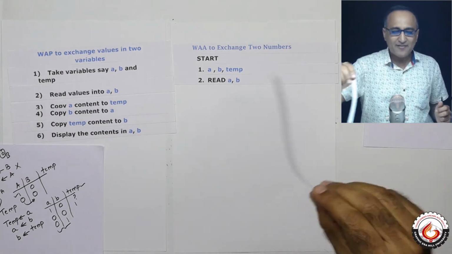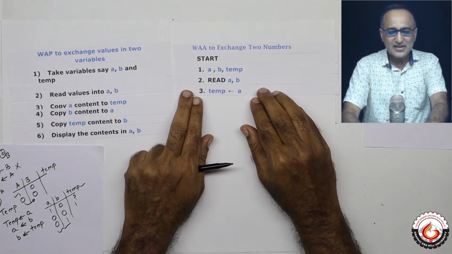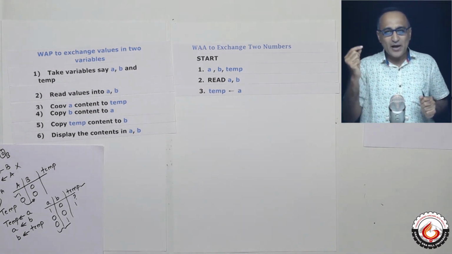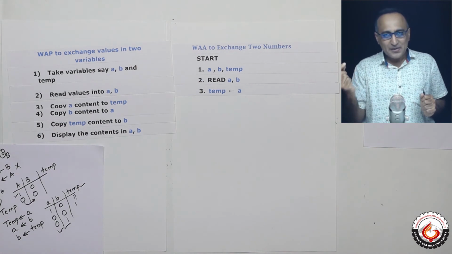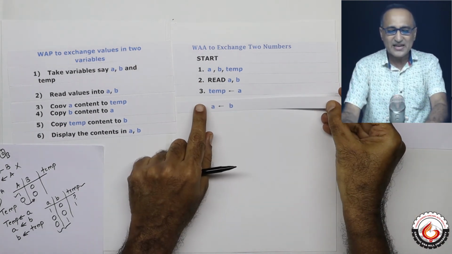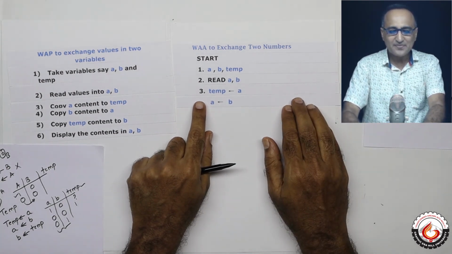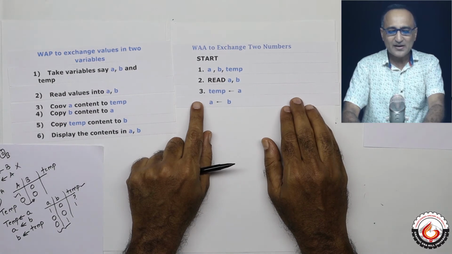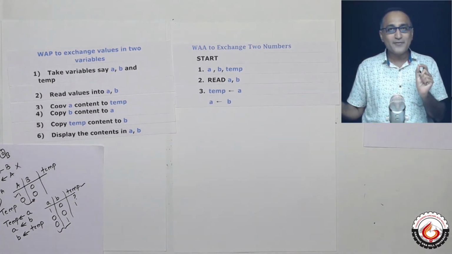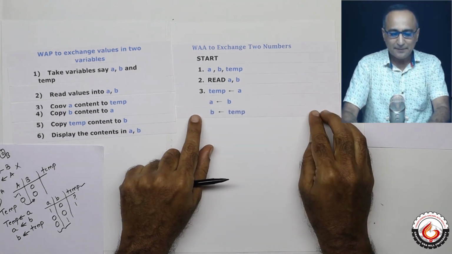First, I am copying the value of a into temp. So what I am saying is temp is assigned the value of a. This is followed by the value of b being copied into a, or a is assigned the value of b. Then I am going to say b will take the value of temp.